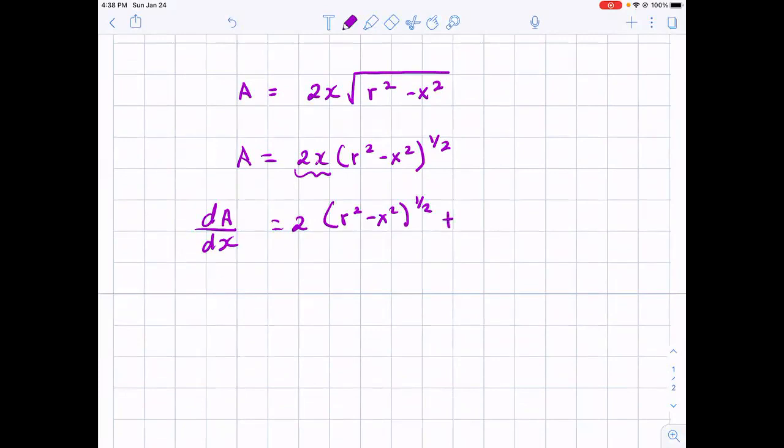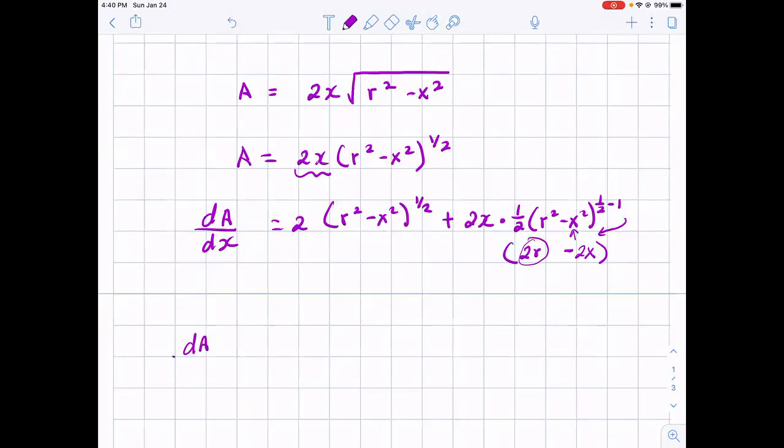Plus, now we take the derivative of the parentheses, so the 2x will stay. Then you will have to use the chain rule. So we have 1/2 times r squared minus x squared to the 1/2 minus 1, times the derivative of the inside. If you take the derivative of r squared with respect to x, that becomes 0, because you get 2r times dr/dx, so this portion becomes 0. Minus the derivative of this portion here is just 2x.